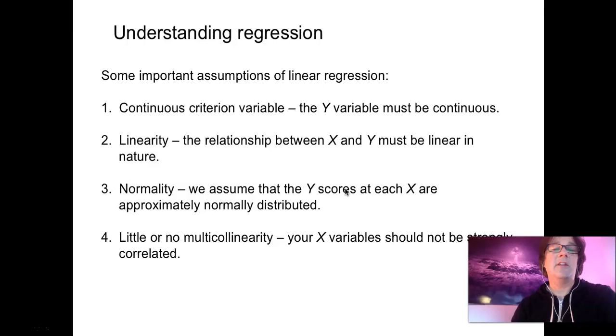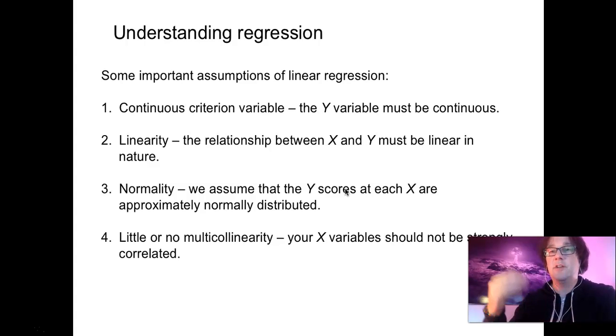Number 4, that there is little or no multicollinearity. So what does this mean? Collinearity is when we have variables that are highly correlated with one another. This causes a problem with regression, because once we get into multiple regression, if you put in two predictors that are very highly correlated, the regression model is going to want to treat them as the same variable.